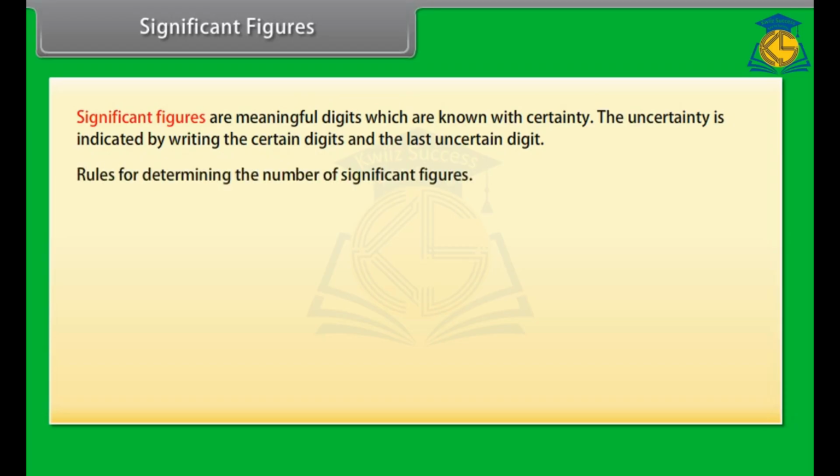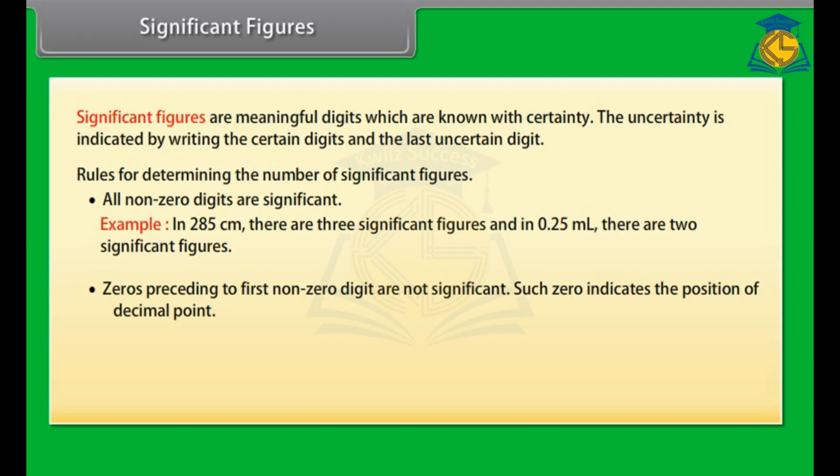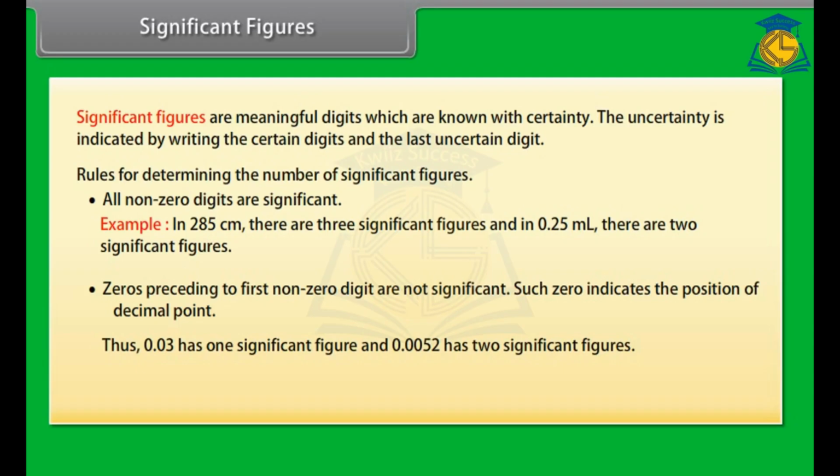Rules for determining the number of significant figures. All non-zero digits are significant. Example, in 285 centimeter, there are 3 significant figures and in 0.25 milliliter, there are two significant figures. Zeros preceding the first non-zero digit are not significant. Such zeros indicate the position of the decimal point. Thus, 0.03 has one significant figure and 0.0052 has two significant figures.